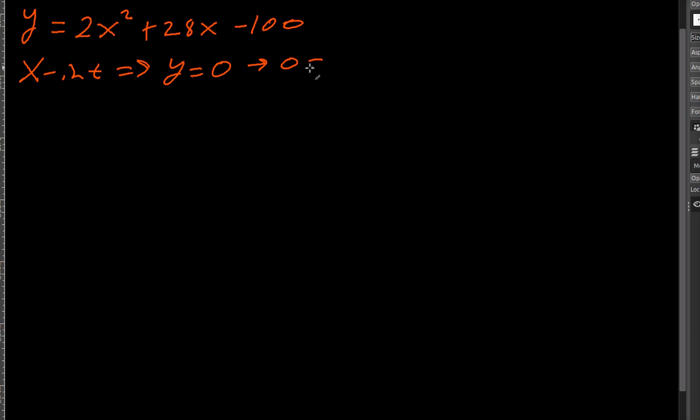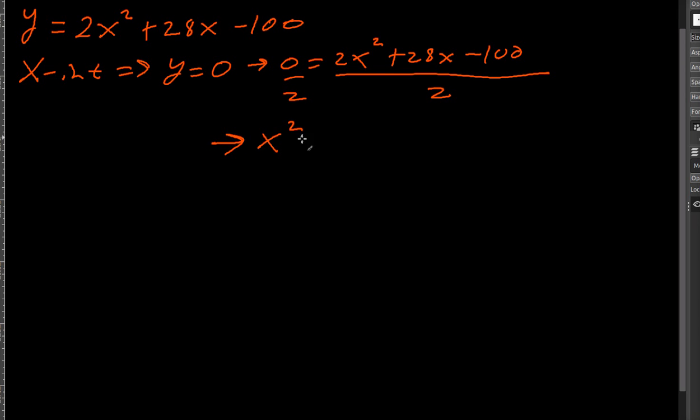If y equals 0, well, then I set y to 0. Now I can divide both sides by 2. So now I have x squared plus 14x minus 50 equals 0. And we can try to factor this, but I found that it was easier just to use the quadratic formula.